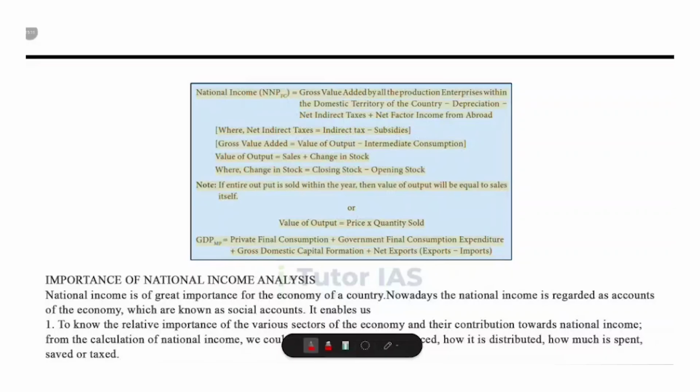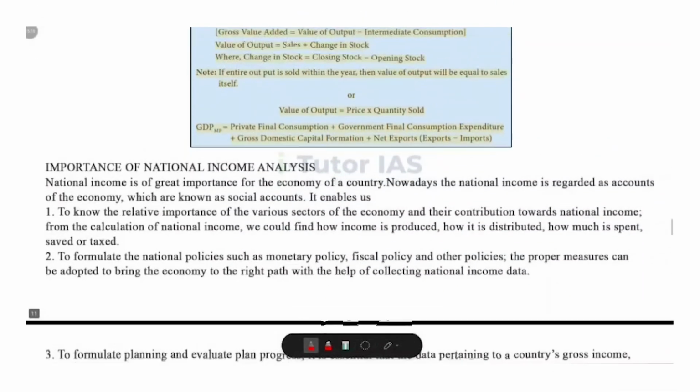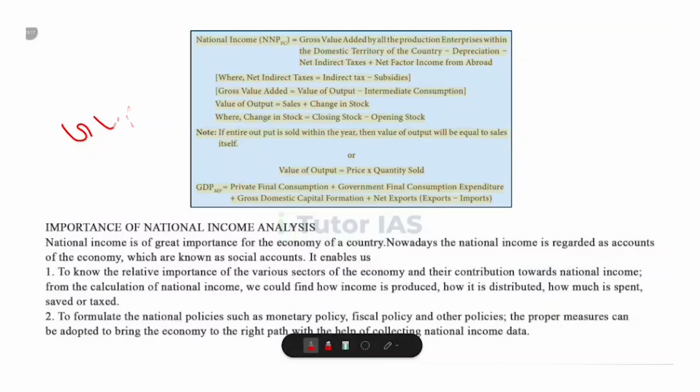What is meant by gross value added or GVA? GVA, gross value added. This is the value created by all businesses, that means production units in the economy. So the formula is GVA is equal to value of output minus value of intermediate consumption. What is value of output? Price into quantity of goods sold is equal to value of output. And intermediate consumption is equal to value of goods or services used to make final products like raw materials.